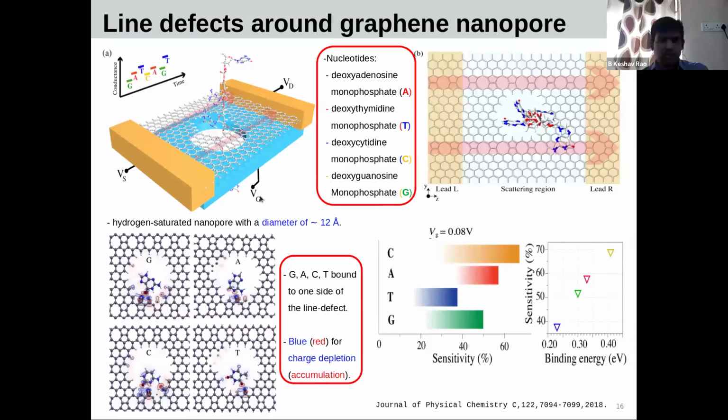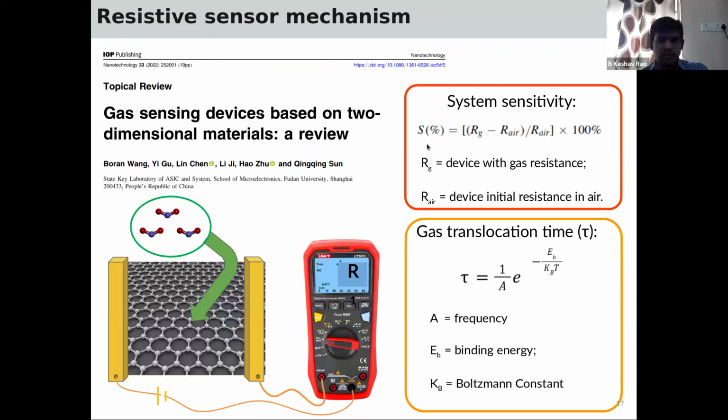Let's move towards our findings. Sensitivity can be calculated with this formula. R shows the resistance without gas absorption, RG shows the resistance in the presence of gas, and tau represents the recovery time. In our work, we represented it as recovery time, but previously it was represented as translocation time. Here 1/A represents the frequency. Its value is around 10 to the power 12.